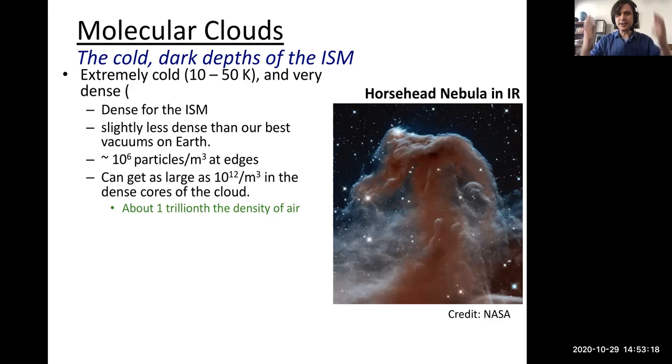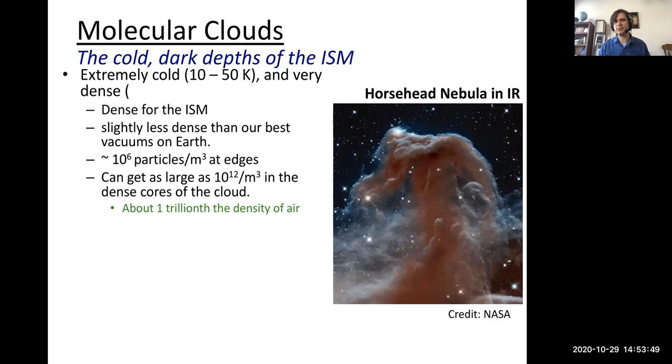A trillion. And you might be thinking, wow, that's really dense. But that's still about as dense as a vacuum chamber here on Earth. It's 1 trillionth the density of the air in the room that you're in. The air in the room is about 10^24 particles per cubic meter. So we're not very dense yet. Okay, but it is very, very, very dense for outer space. It's the densest regions in space, and it can get so dense because we're extraordinarily cold.